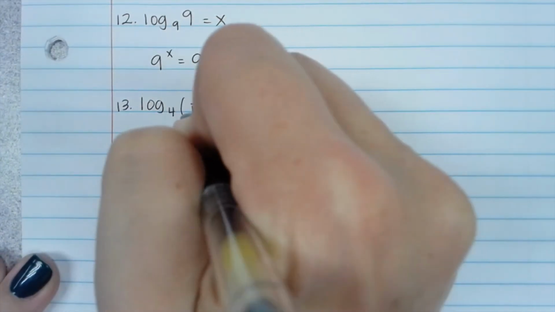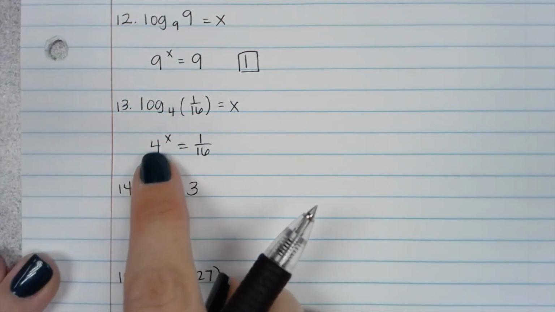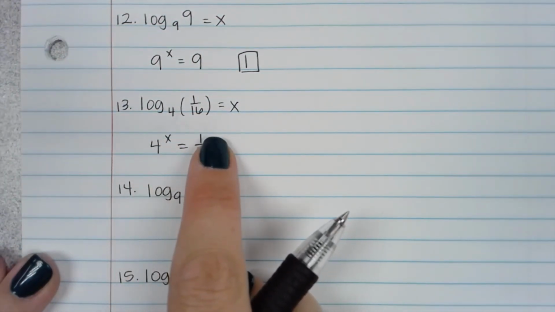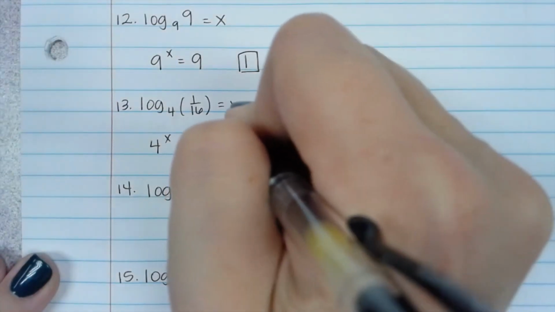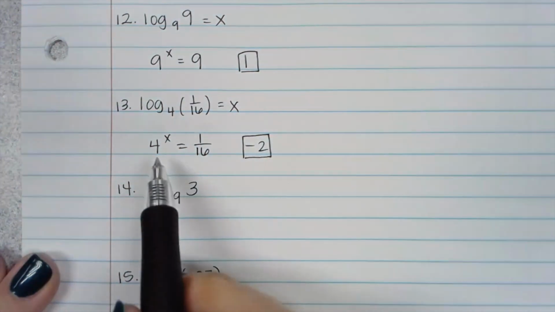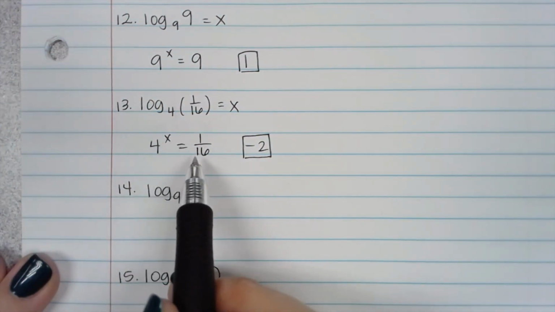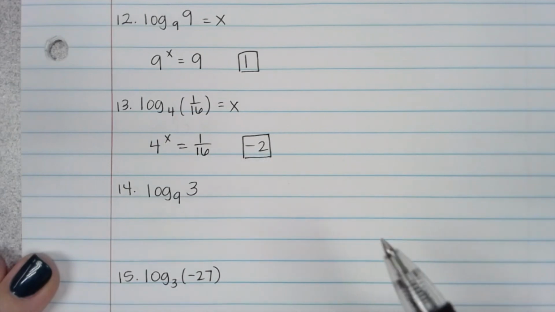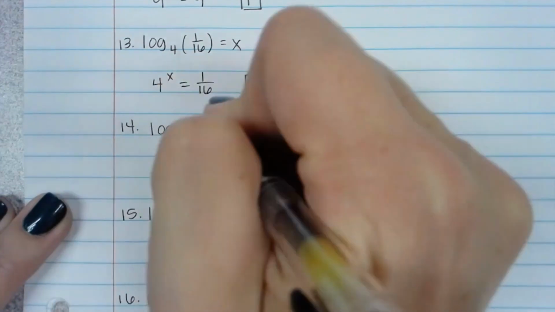On 13, 4 raised up to what exponent would flip and give you 1 over 16. There's a couple of different ways that you can manipulate this. 4 squared would give you a 16, but that 16 would be in the top. This 16 is in the bottom, and so that's the reason that this answer would have to be negative. Anytime you're switching from a whole number to a fraction, or from a fraction to a whole number, it means that something had to flip, and so that's how you know that your exponent is going to be a negative number. And then same thing with this one.